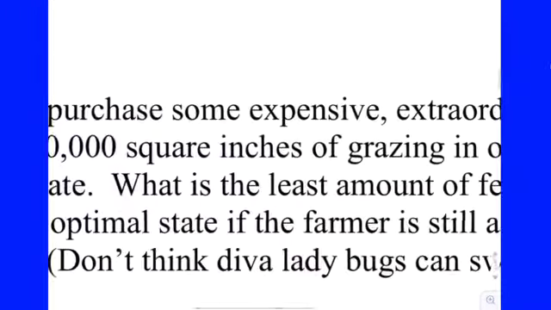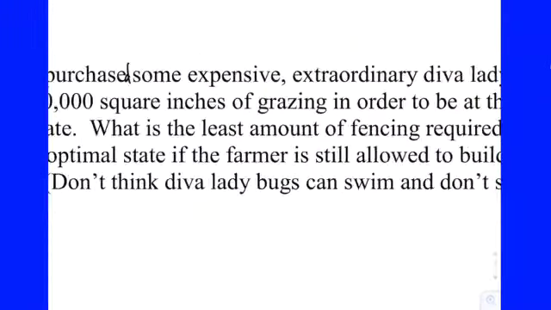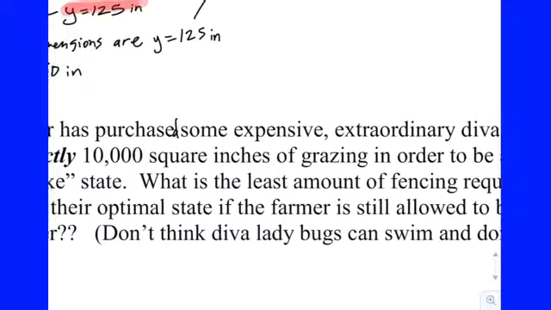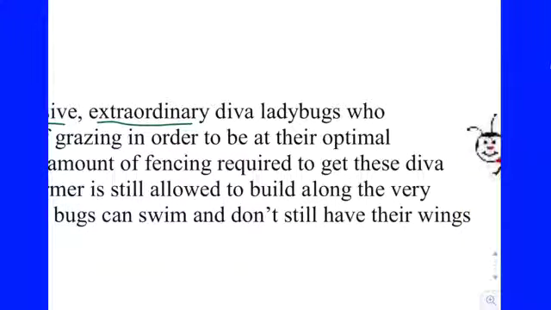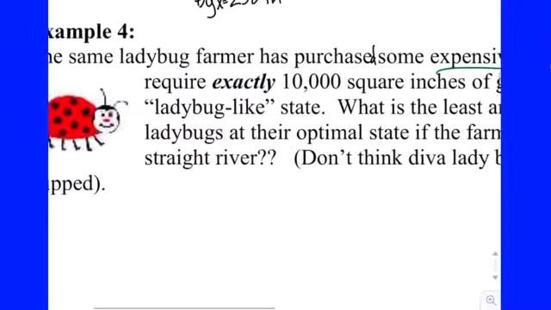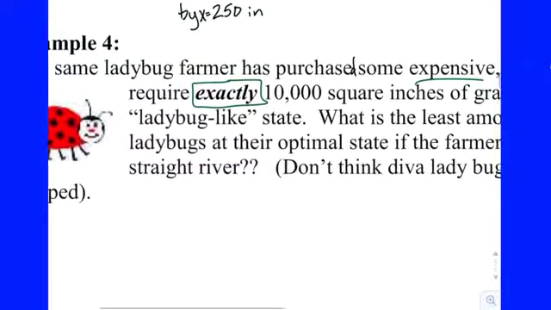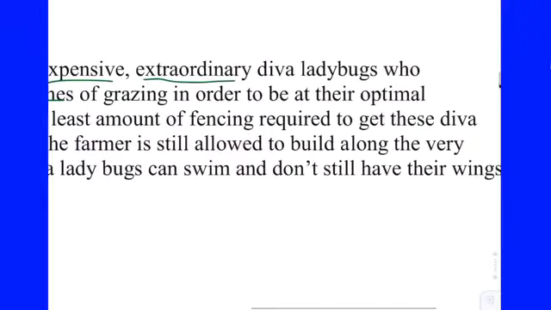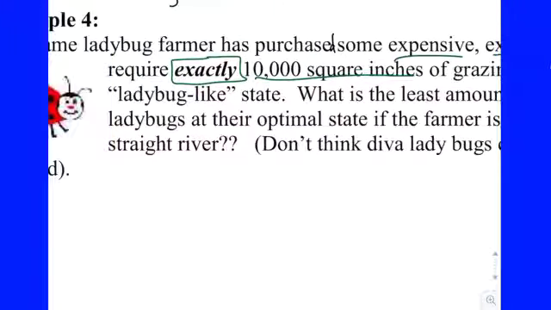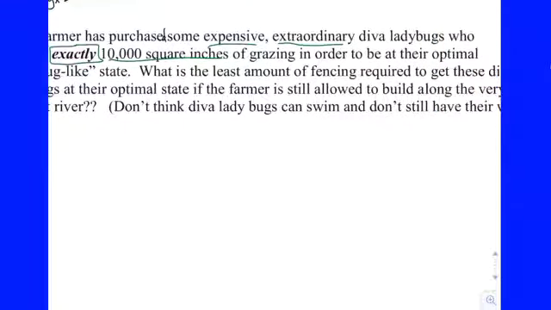He has purchased, this should be past tense, he has purchased some, get this, the World Wide Web is a dangerous place. He has purchased some expensive, extraordinary diva ladybugs, probably on the dark web, who require, get this, this is what makes them diva ladybugs, exactly 10,000 square inches of grazing in order to be at their optimal ladybug-like state, right? High maintenance.